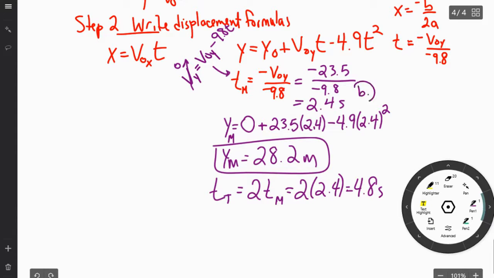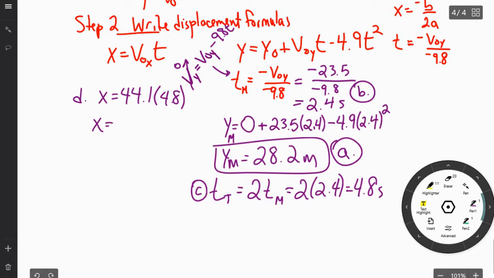So here is part B. Here is part A. Here is part C. And now we come over here to do part D. All right, so x equals 44.1 times 4.8. Right, and that's going to give us a distance of 212 meters, which, again, if you go back to the previous video, is the same answer.